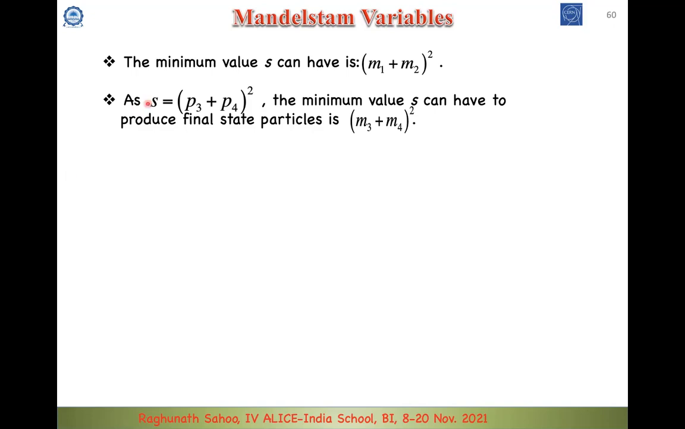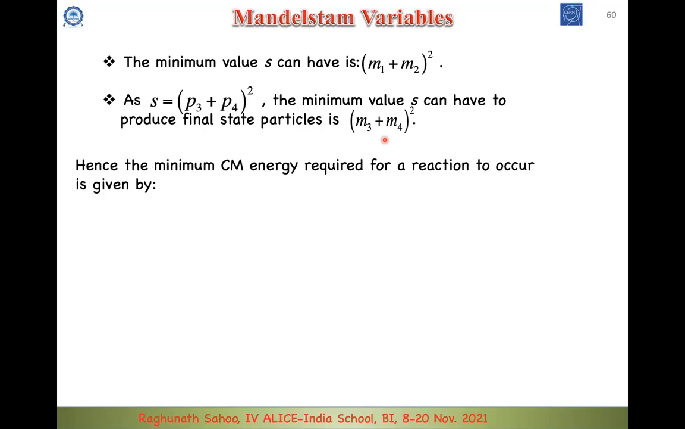So since the definition of S is also, on the right hand side, (p3 + p4)², the minimum value S can have to produce final state particles, because unless they are produced you do not have p3 plus p4, should also be (m3 + m4)². They are just produced, like threshold production of particles. Hence, the minimum center of mass energy required for a reaction to occur will be the maximum of this or this.